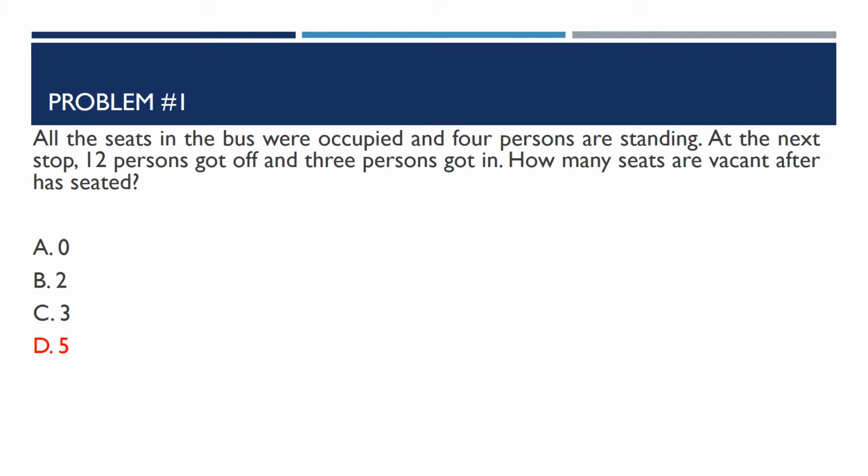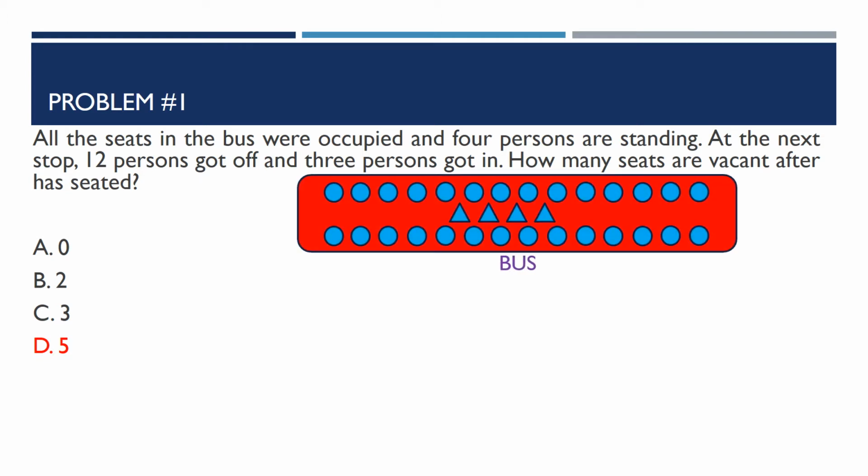Now what if part of those 12 who left the bus are those 4 people standing? It's actually the same answer. It won't matter whether those 12 who went out from the bus are coming from those sitting, or some of them are coming from those people standing. It's going to be the same answer. So let me show you the solution for this.